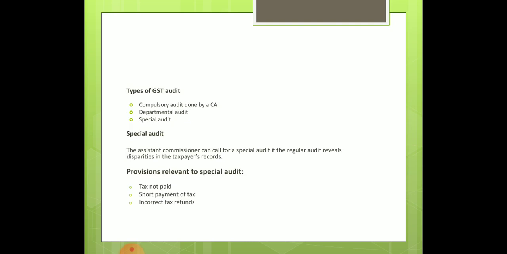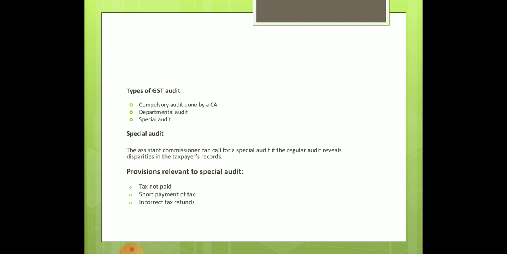And what are the types of GST audit? The first one is the compulsory audit done by a CA. Yes, it is mandatory. Then the departmental audit: in a business there will be separate departments, like the financial department and marketing department, and the audit will be conducted department-wise. And the special audit is conducted by the head of the department, the head of the company, or the CEO, like that.